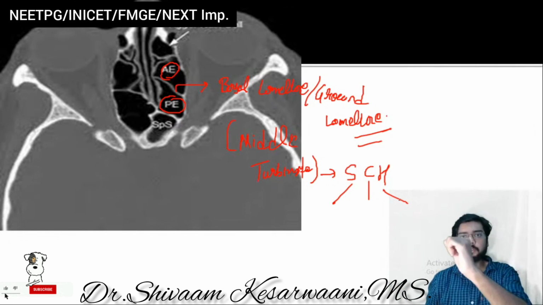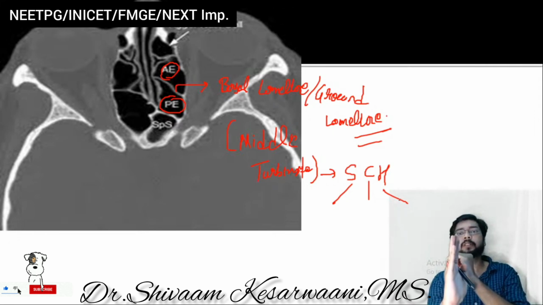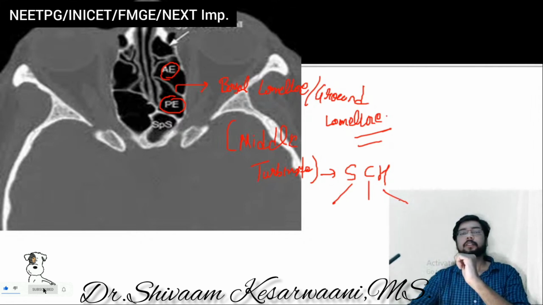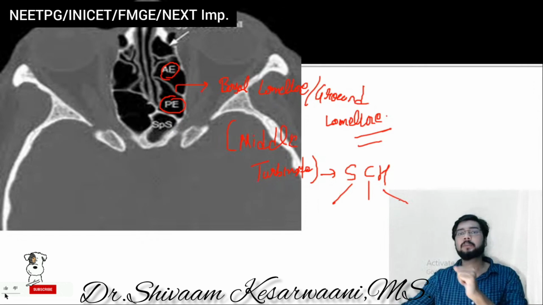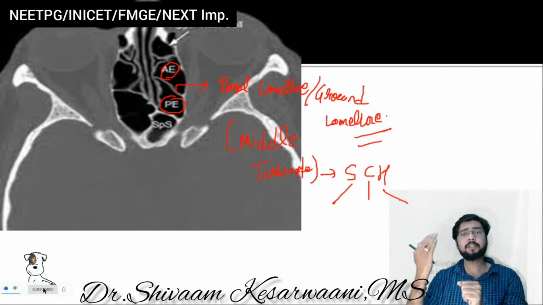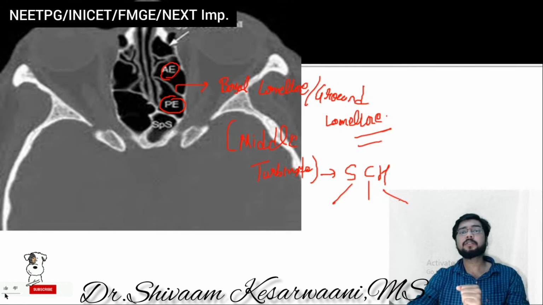So if you insert the endoscope, you will see the sagittal part of the middle turbinate. Then if you remove the bulla, you will see the coronal part, that is your ground lamella, which is separating the anterior, whichever cells of ethmoid is anterior to the basal lamella is your anterior ethmoidal cell. Whichever is posterior is your posterior ethmoidal cell.